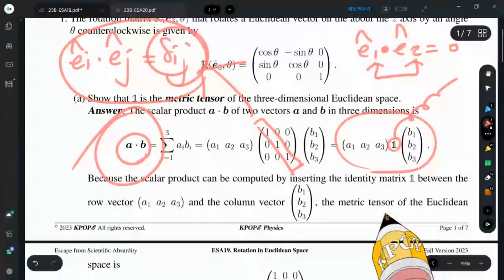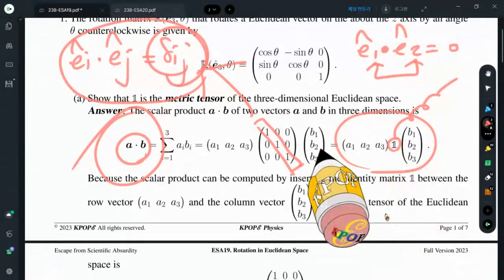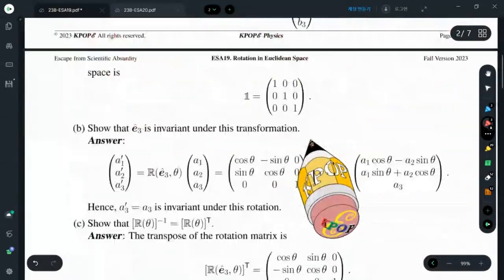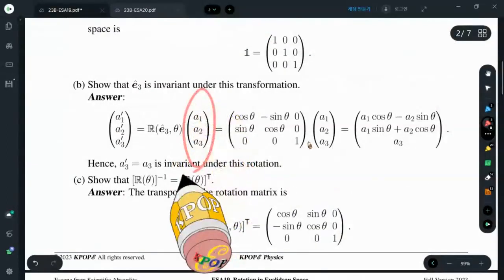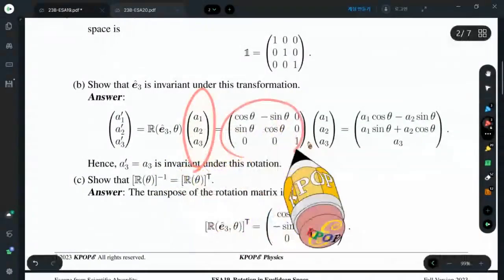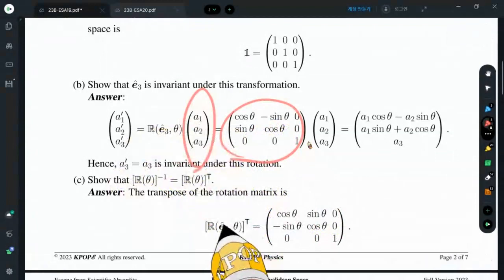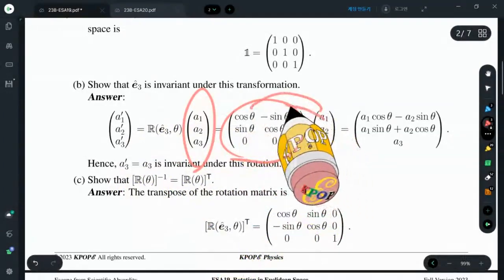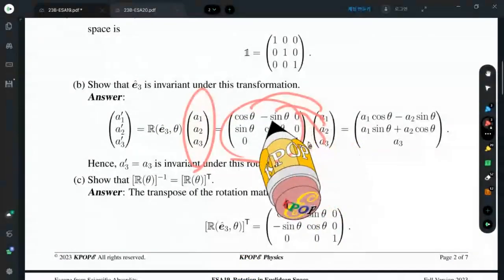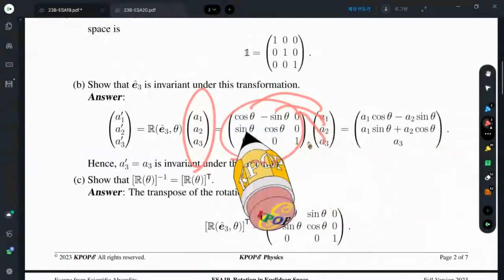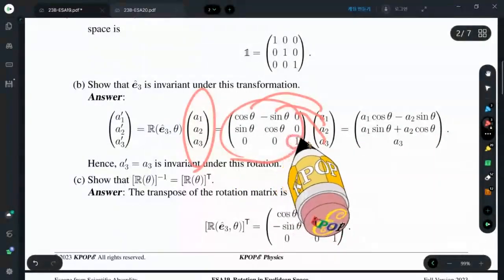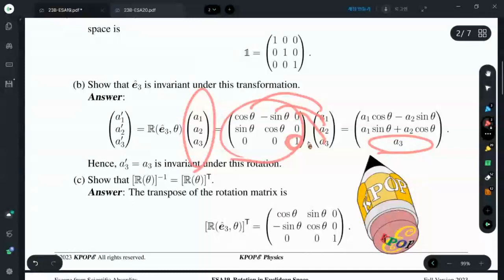Okay, so we'd like to know how a vector transforms under the multiplication of this rotation matrix. This is the original Cartesian components. I'd like to multiply this to the left side, and my result is first A1 cosine, second A2 minus sine, A1 sine, A2 cosine. A3 survives only in the last element.